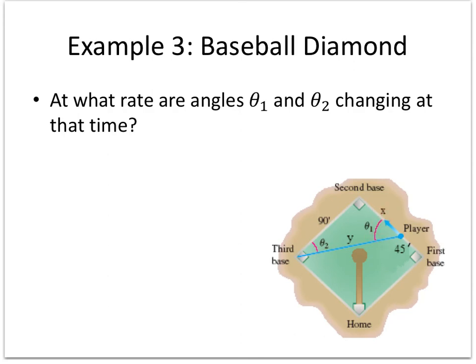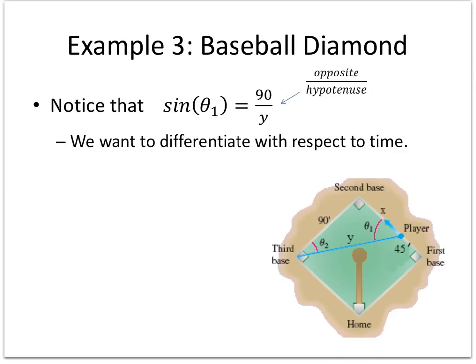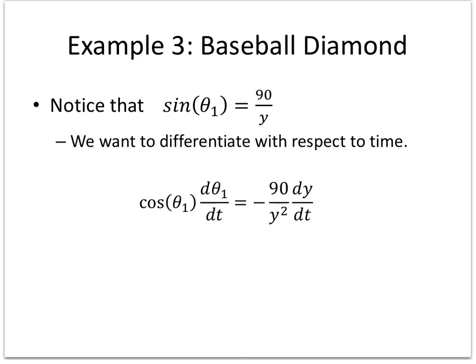So I want to know at what rate the angles are changing, angle 1 and angle 2. And so again, I look at this angle here, and I remember my opposite over the hypotenuse. So I could write it as sine of theta 1 equals 90 over y. Again, I want to differentiate. I want my d theta 1 over dt.